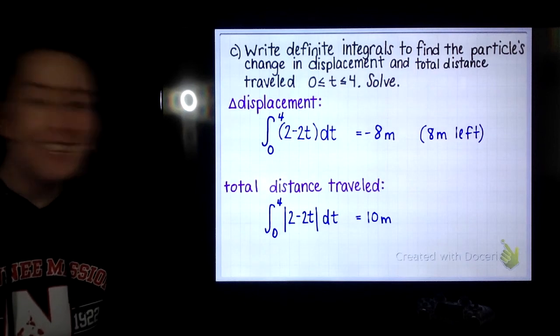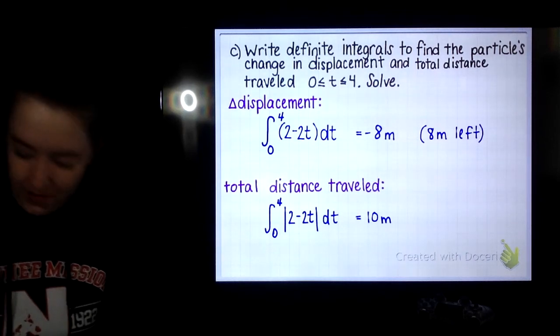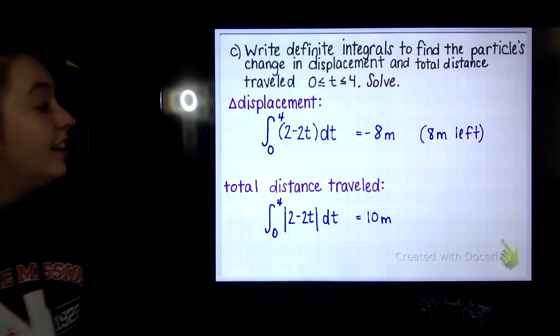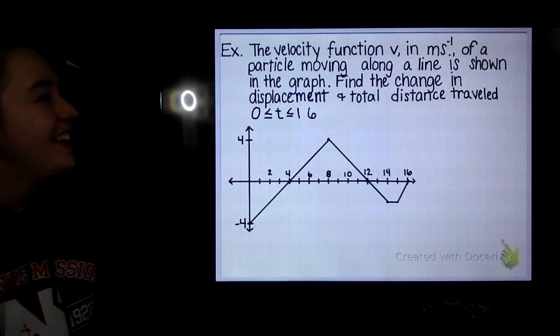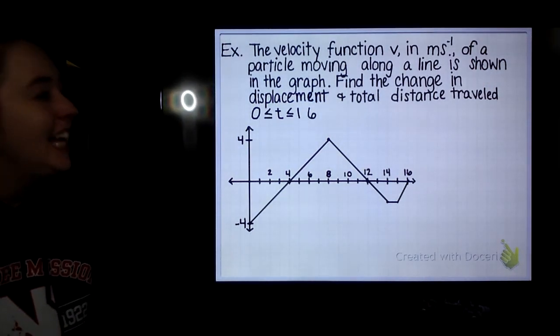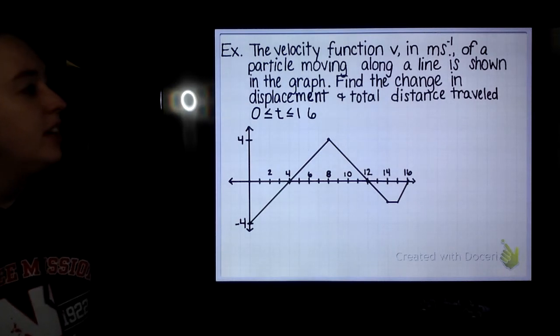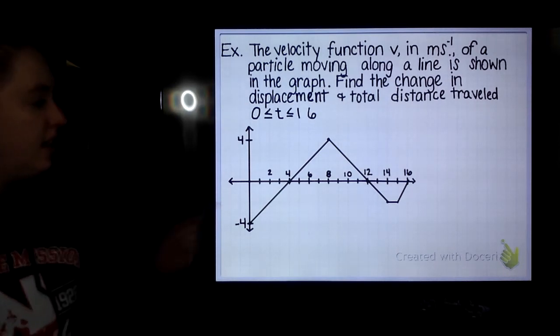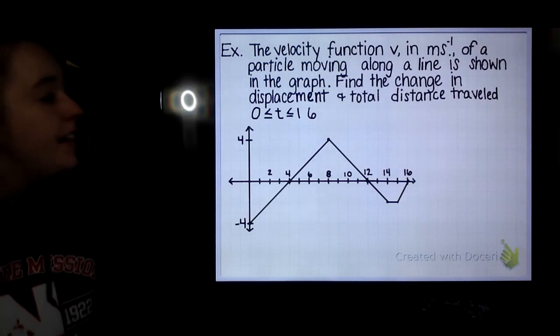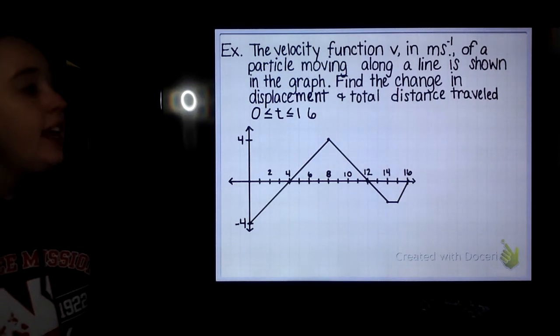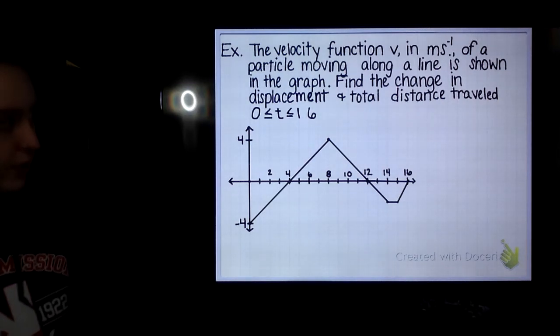Well, actually, it's even easier. So, there we go. The velocity function v in meters per second of a particle moving along a line is shown in this graph right here. Find the change in displacement and the total distance traveled.